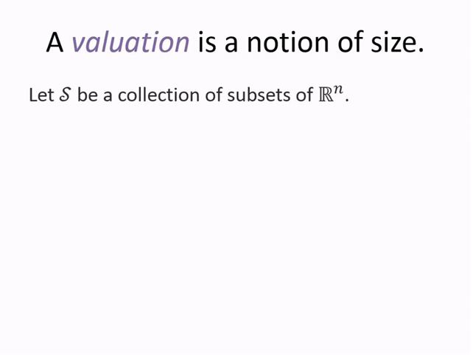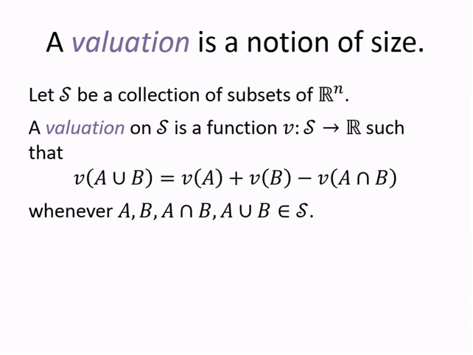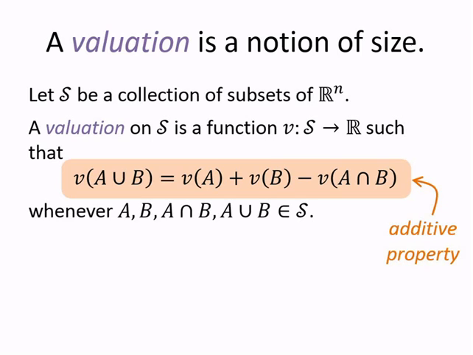So if I have a collection S of subsets of n-dimensional Euclidean space, then a valuation on this set is simply a function that assigns a real number to each set. And the key property that a valuation has is this property right here. The valuation of a union of two sets is equal to the valuation of one set plus the valuation of the other minus that of the intersection, whenever the intersection and the union are themselves in the collection of sets. And this is called the additive property. It's also called the inclusion-exclusion property.